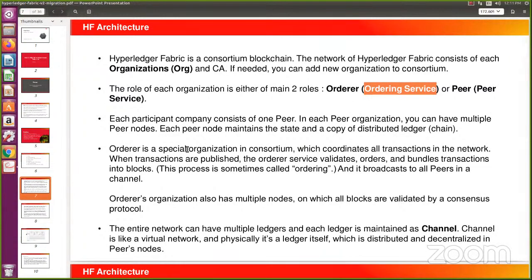Each participant company consists of one peer in the Fabric. A peer can be like a node, and at the same time, each peer can have multiple nodes. Each peer node maintains a state and a copy of the distributed ledger. So I'm going to talk about state and ledger.